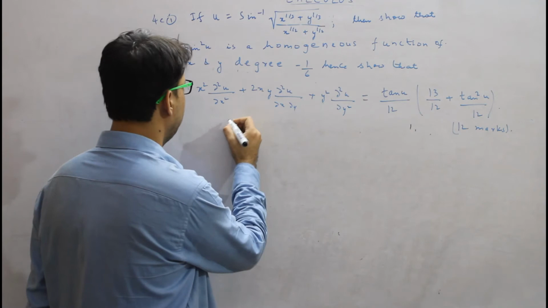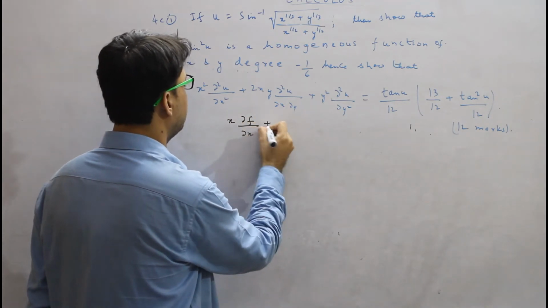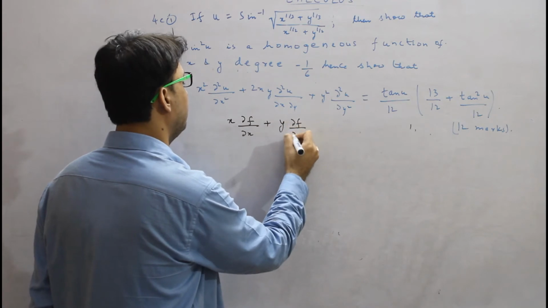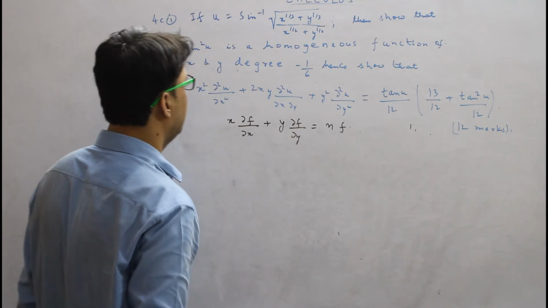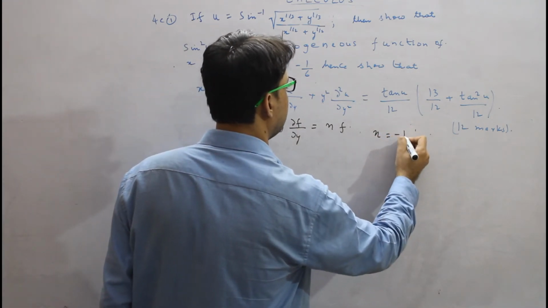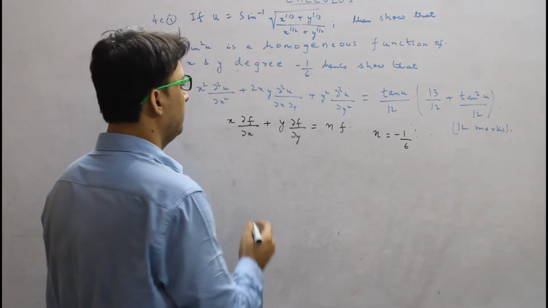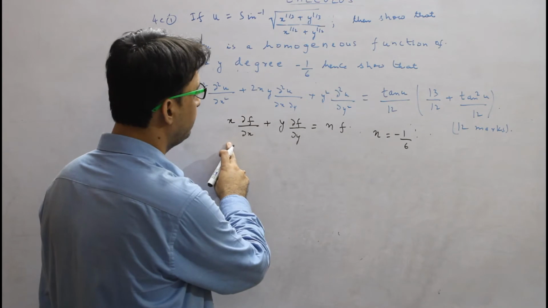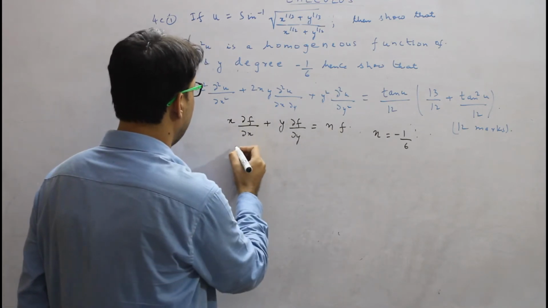So we know that x ∂f/∂x + y ∂f/∂y is equal to n f. Alright. So here we are given n is equal to minus 1/6. Okay. So here we have to proceed that here f is sin u.